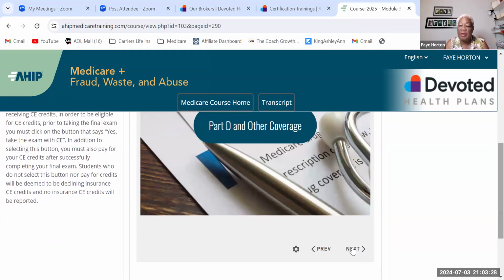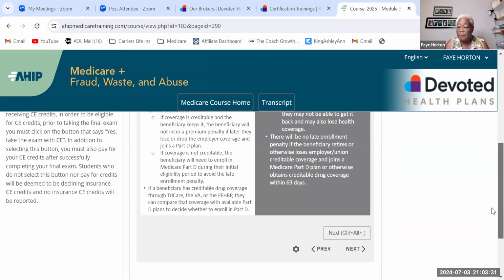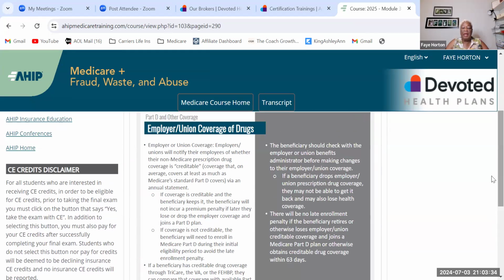Part D and other coverage. Employer union coverage. Employers and unions may notify their employees of whether their non-Medicare prescription drug coverage is credible. That's coverage that on average covers at least as much as the Medicare standard Part D plan. They must get an annual statement. If coverage is credible and a beneficiary keeps it, the beneficiary will not incur a premium penalty if later they lose or drop the employer coverage and join a Part D plan.